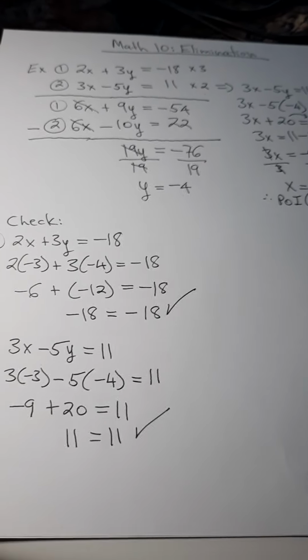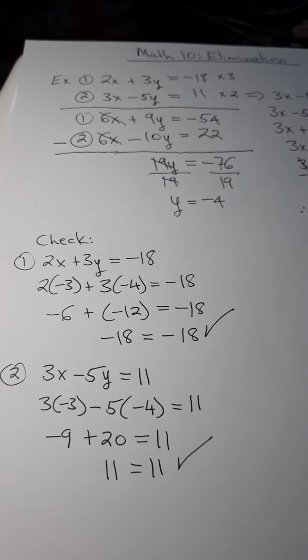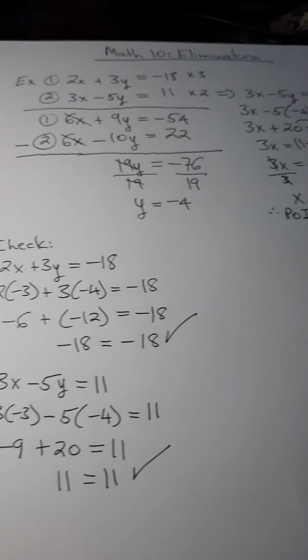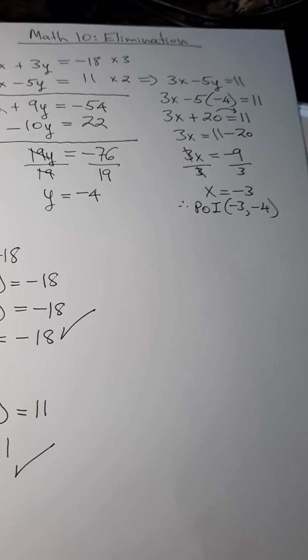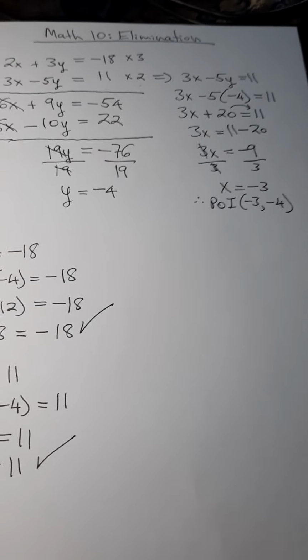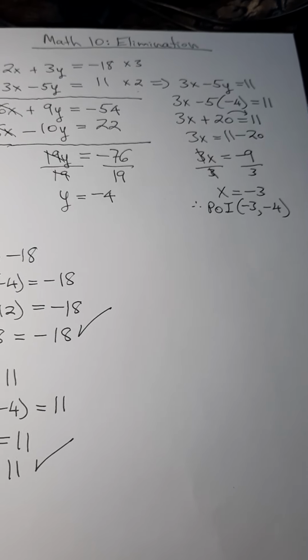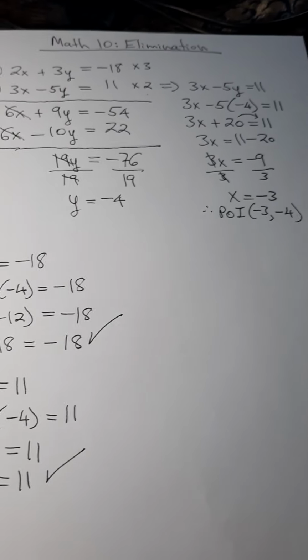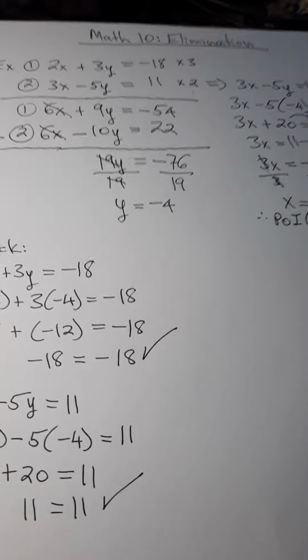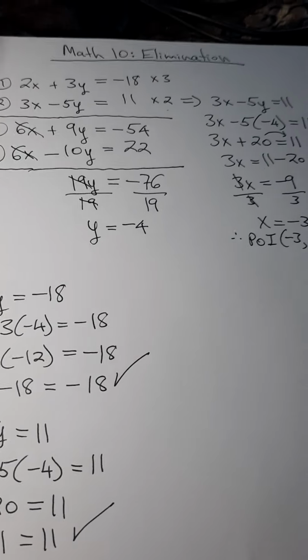Okay, and I'm going to put a check mark. I see that I have satisfied both of the equations here with my point of intersection. So I can say with 100% certainty that negative 3 and negative 4 is the point of intersection for both of these equations. Okay, all right.